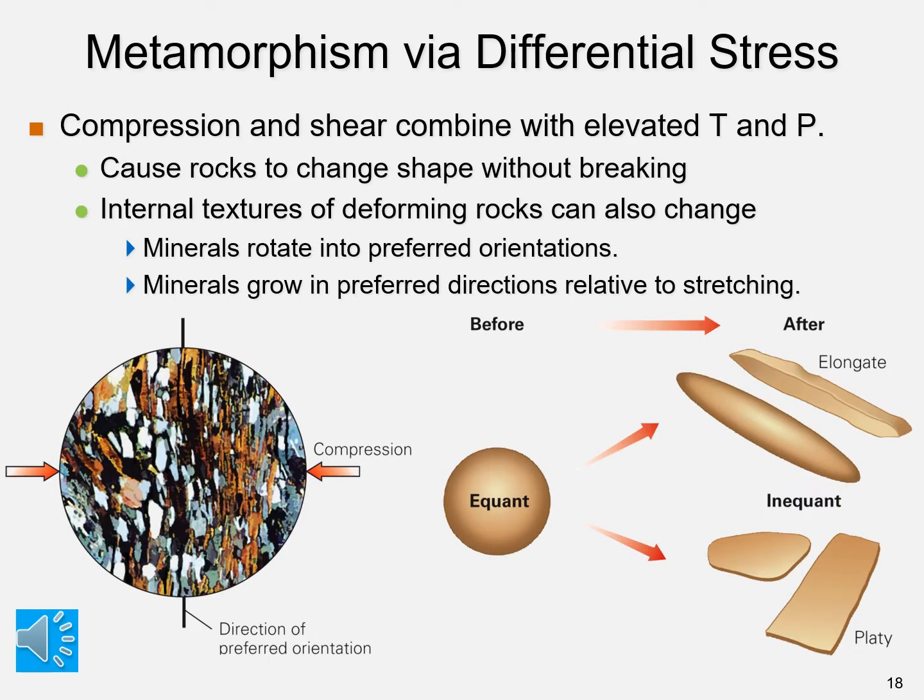Compression and shear at metamorphic temperatures and pressures may cause a body of rock to change shape without cracking or breaking. During the process, a preferred orientation develops in that pancake-shaped or platy grains become aligned with one another, as do cigar-shaped or elongate grains. Platy and elongate grains are examples of inequant grains, in that they have different dimensions in different directions. In contrast, equant grains have roughly the same dimensions in all directions.